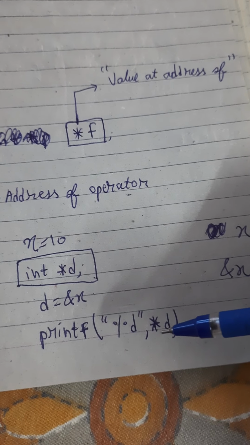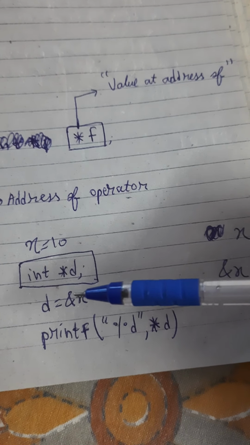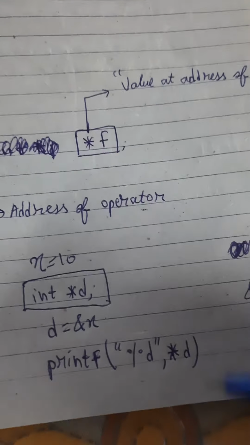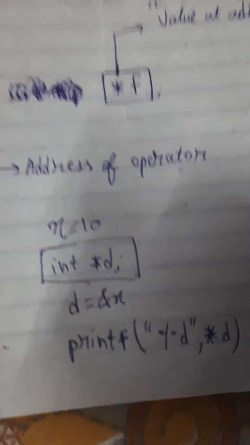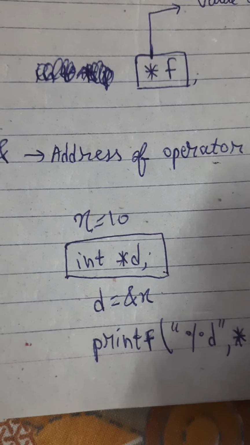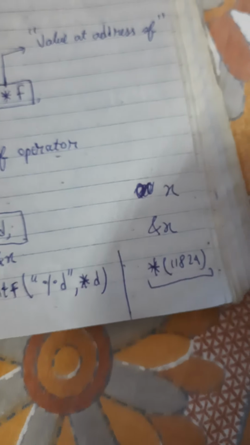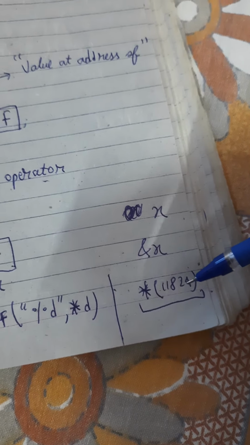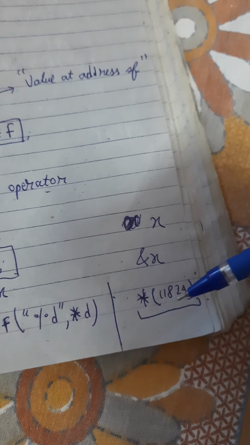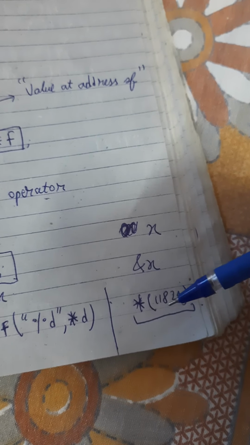So whenever in an executable statement I write star d, it means give me the value at the address of x. Why am I saying address of x? Because d contains the address of x, all right. So suppose instead of this, I modify this to be like this. Let's assume that 11824 is the address of some other location. When I write star of this, it means give me the value at address 11824.